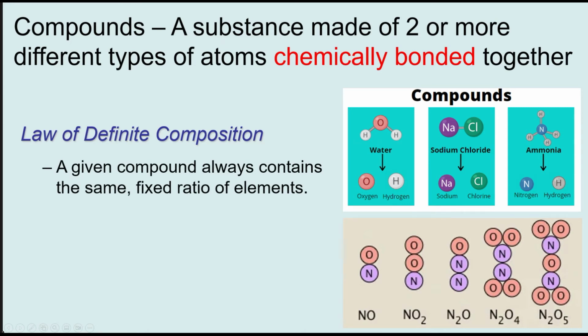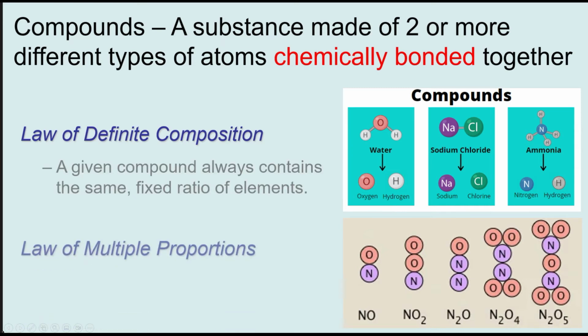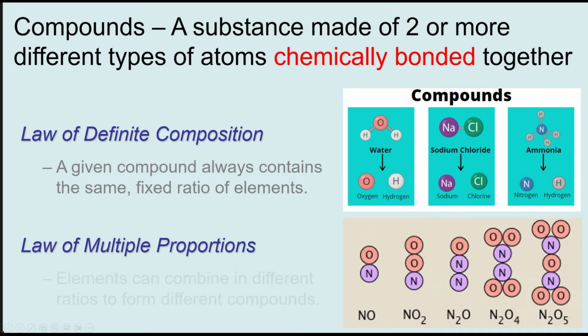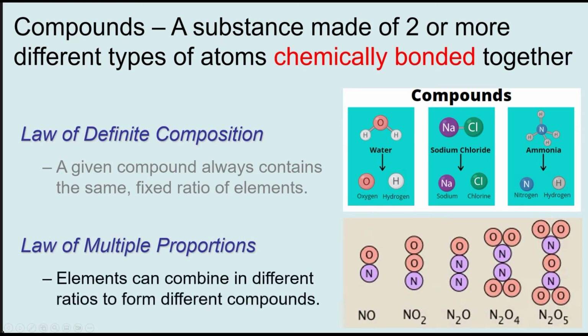We can see that in the graphic. Water is always 1 oxygen to 2 hydrogens. Sodium chloride is always 1 to 1. Ammonia, always 1 to 4. The law of multiple proportions indicates that elements can combine in different ratios to form different compounds. And we can see that nitrogen and oxygen can combine in many different ways.